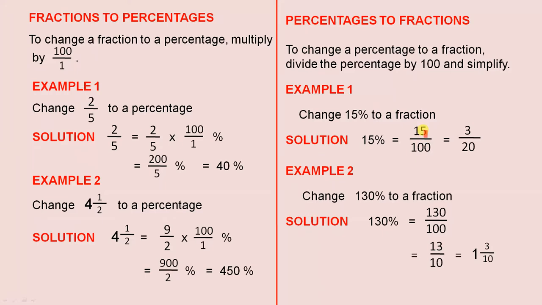15 divided by 5 goes 3 times. 100 divided by 5 is 20. So you divide top and bottom by 5. So it gives you 3 over 20, and that's the simplest fraction. Example 2, change 130% to a fraction. So 130% is 130 over 100. You divide top and bottom by 10, which gives you 13 over 10, which is 1 3/10.